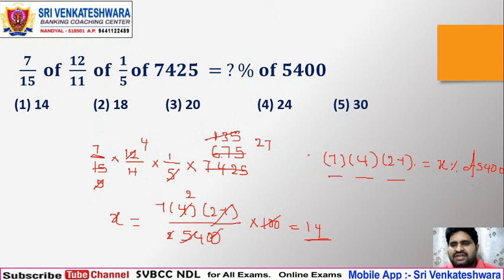So 7 4 27, I am not multiplying anything. So x percent of 5400. So x is equal to 7 into 4 into 27 by 5400 into 100. If you solve it, we will get 14. Clear? Let's check the next example here.